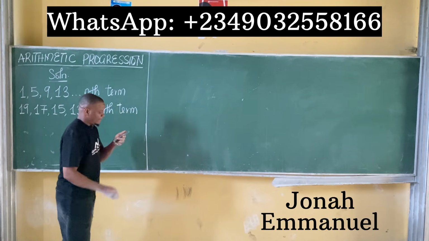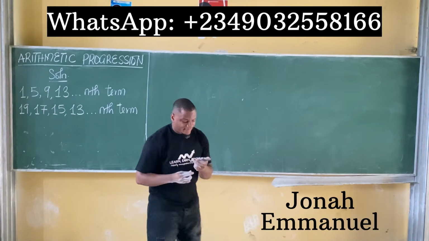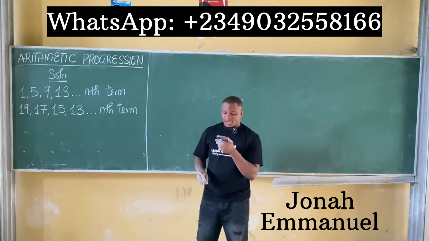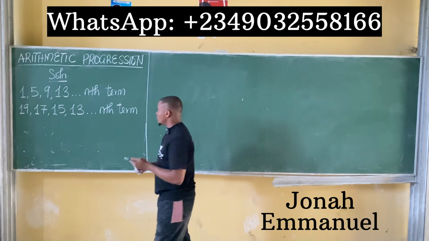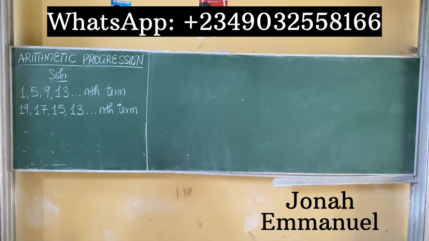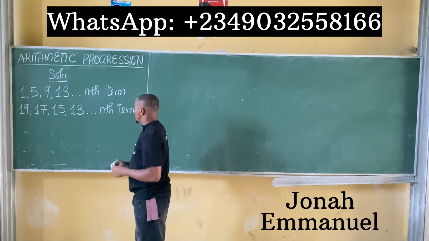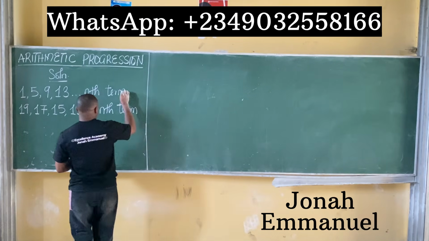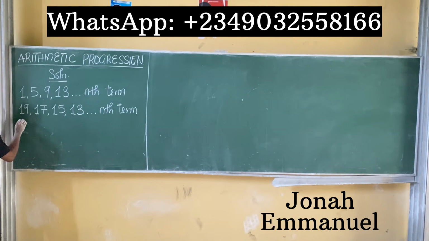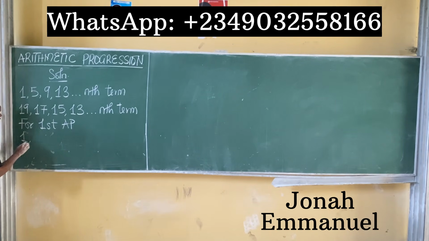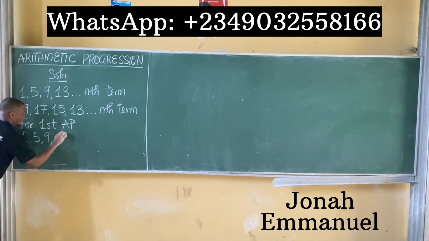You're given these two here, and your task is to find the value of n, and they said n should be greater than 0 if the sums of the following APs are equal. All right, the sum of this AP and this AP are equal. We'll call this the first AP. So for the first AP, you have 1, 5, 9, 13.